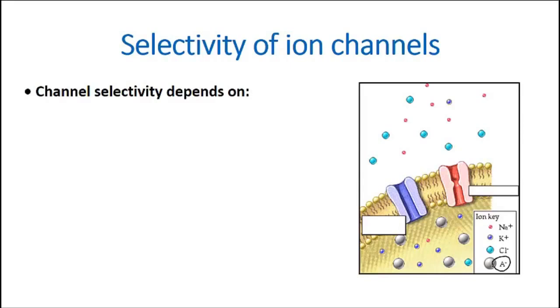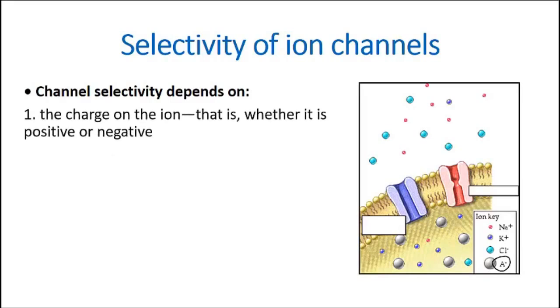This is another big type of channel. For example, this ion channel is selective to only sodium, so it will only allow sodium to pass. Or let's say it's selective to potassium, so it will only allow potassium to pass, but it will not allow A to pass, because in this case A is the larger one. So channel selectivity depends on three different factors.